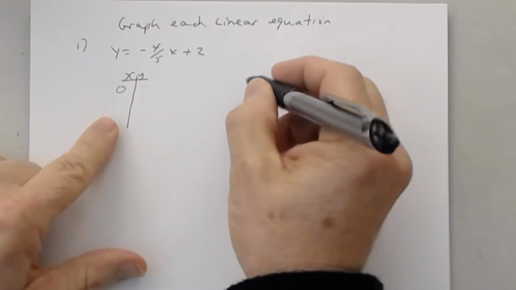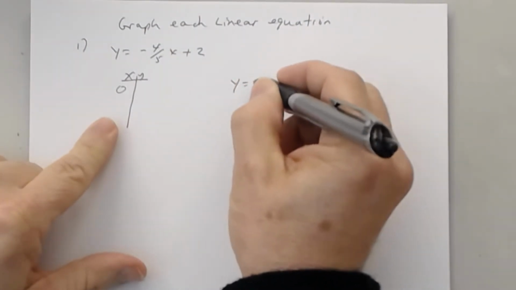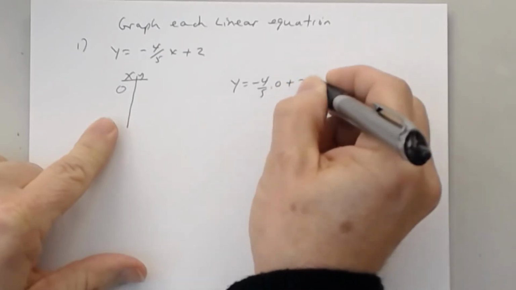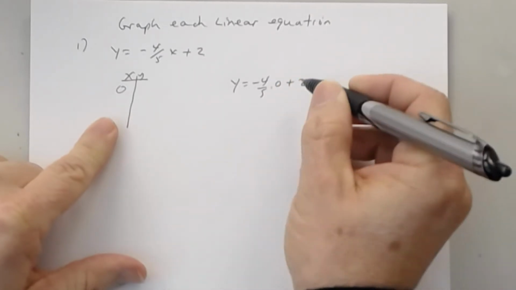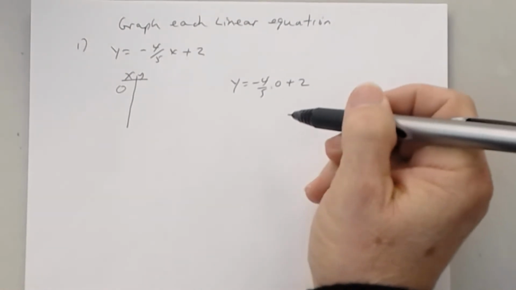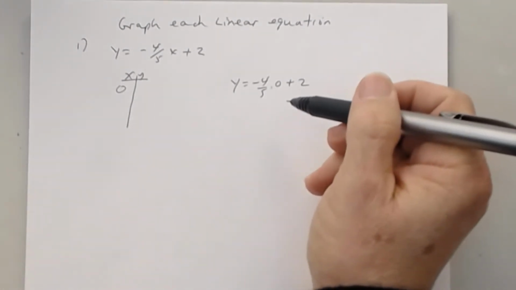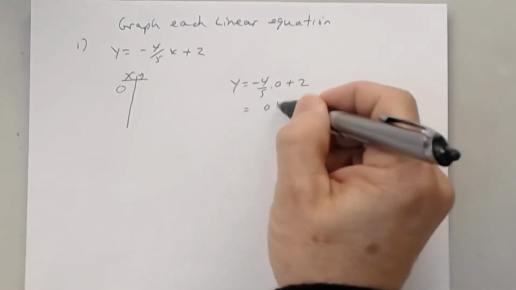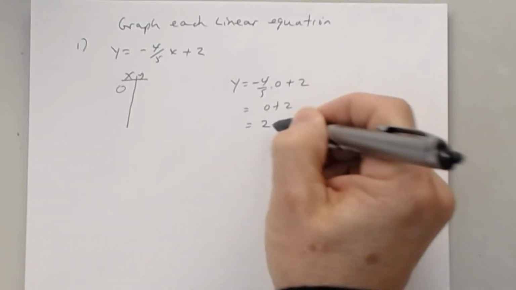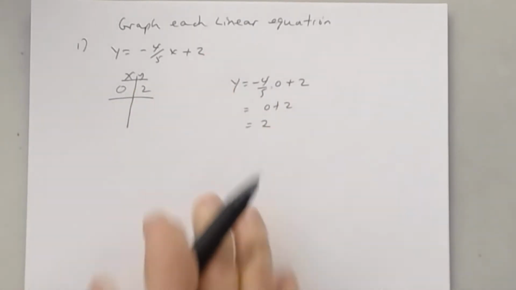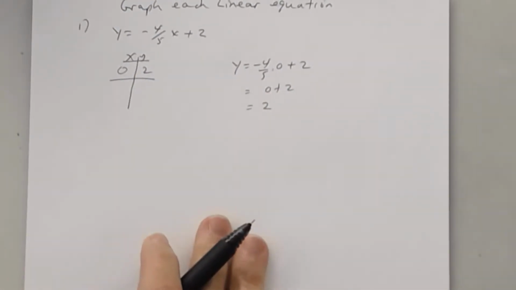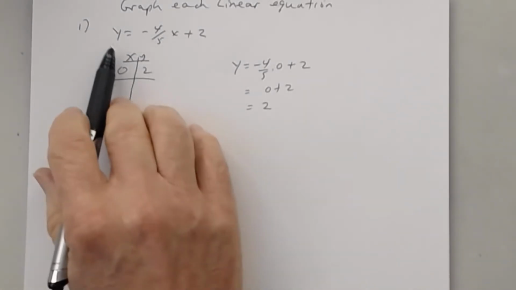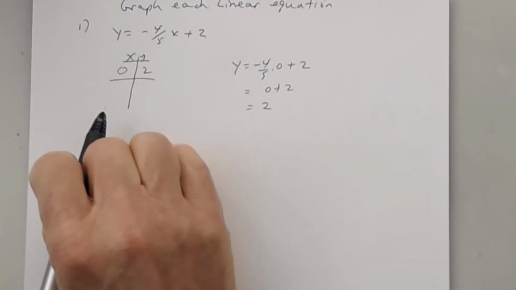So, if x is 0, I say y equals negative 4 fifths times what? 0 plus 2. Now, at this point in your life, you should know that any number times 0 is 0. And what's 0 plus 2? 2. So I have the point (0, 2). So that's one of my solutions. That means if I plug in 0 for x and 2 for y, the left side equals the right side.